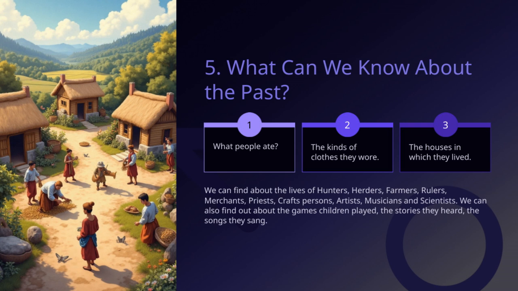Additionally, we can find out about the games children played, the stories they heard, and the songs they sang. These are important for understanding their entertainment and cultural traditions. All of these details help us piece together how people lived, what they valued, and how their societies functioned. It's like a puzzle that reveals the story of their lives across different times and places.